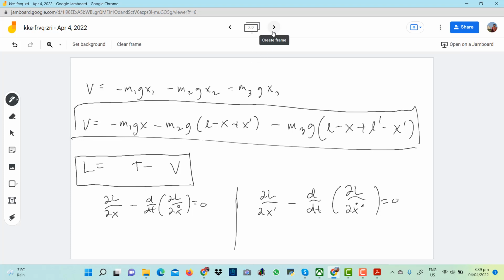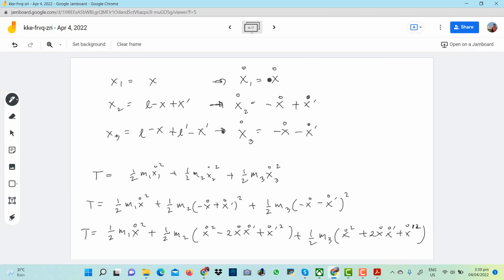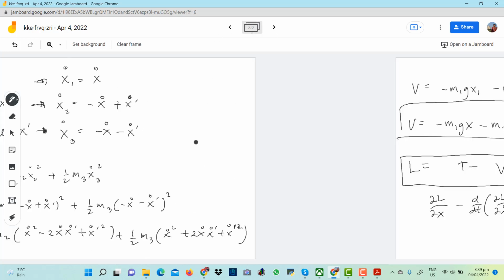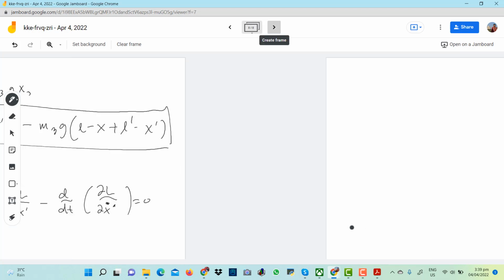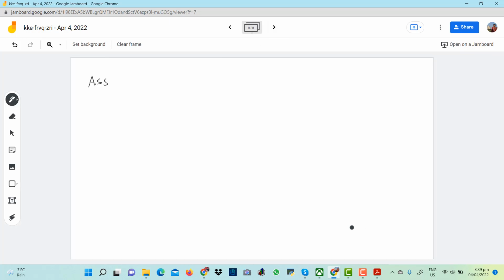This will be your assignment. I will not derive it, as it is long, but this is for your practice. If you differentiate L with respect to x, with respect to x dot and d/dt, with respect to x prime, and with respect to x dot prime, you will get this equation of motion. So this will be your assignment again.